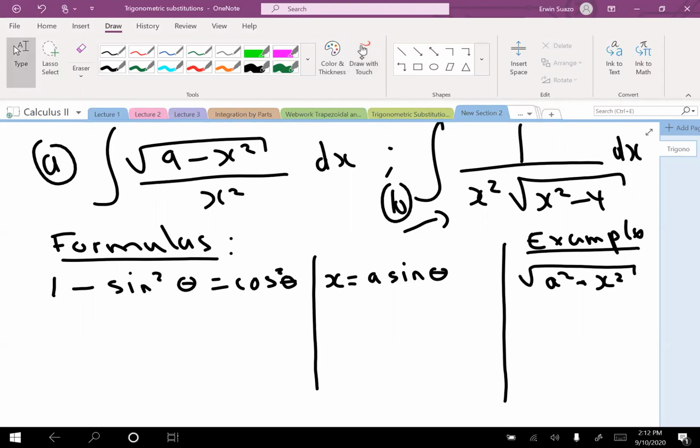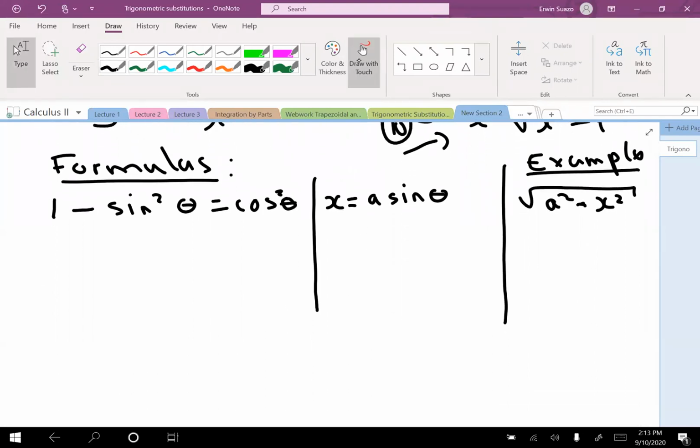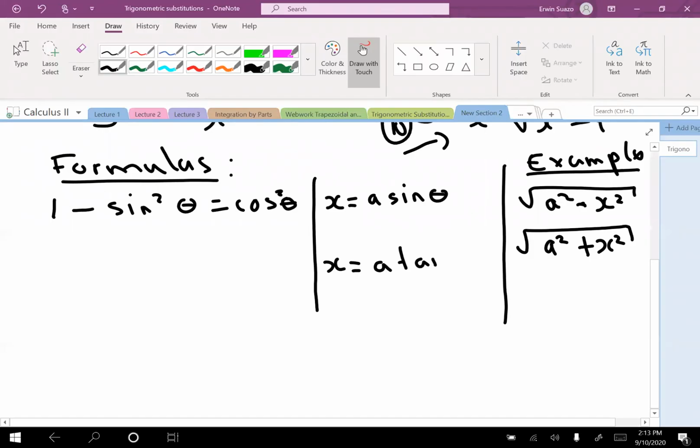Okay, so the next one, the example could be something like this, with or without a square root: a square root of a squared plus x squared. So you see that one, you need to use this substitution: x equals a tangent of theta.